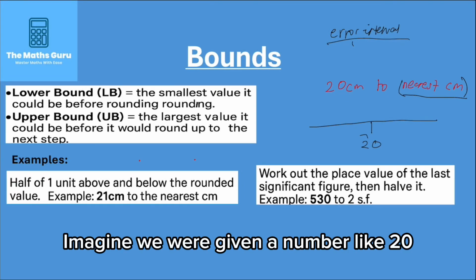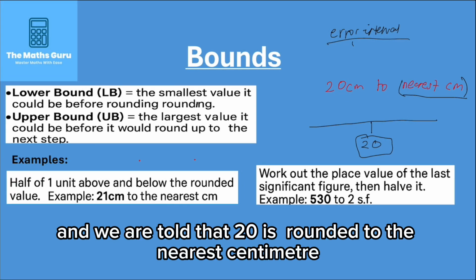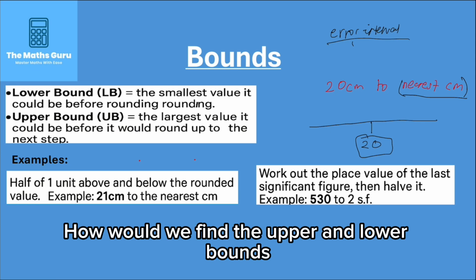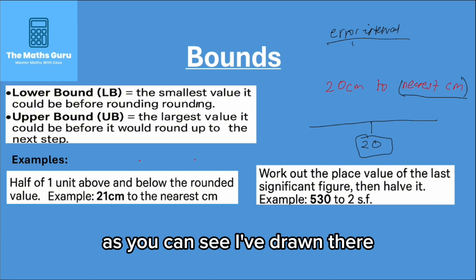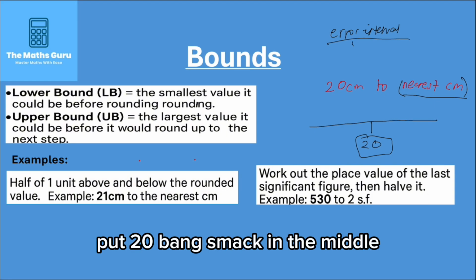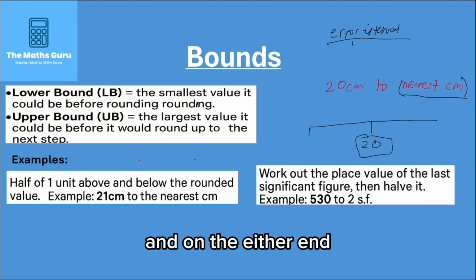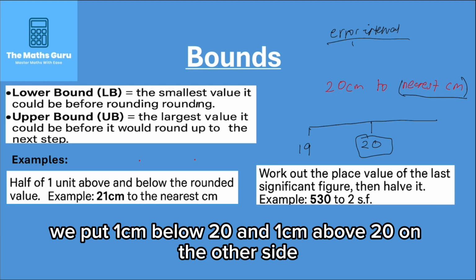Imagine we were given a number like 20, and we are told that 20 is rounded to the nearest centimeter. How would we find the upper and lower bounds? Is exactly what I'm about to show you right now. So we draw our number line, as you can see I've drawn there, put 20 bang smack in the middle, and on either end we put 1 centimeter below 20 and 1 centimeter above 20 on the other side.